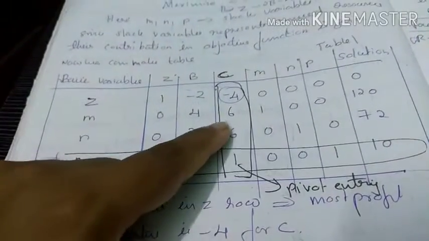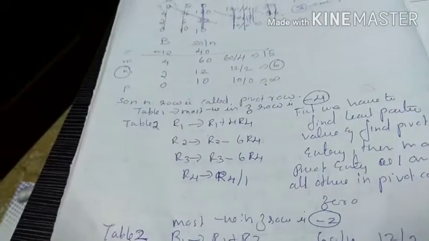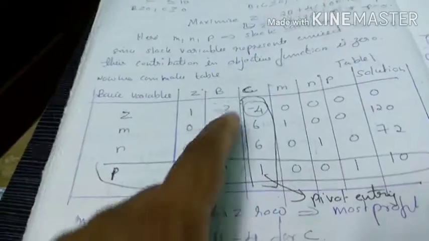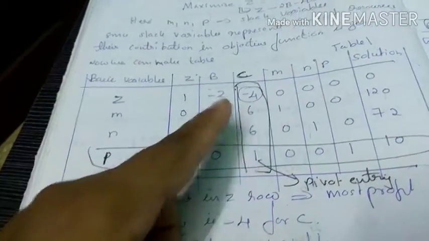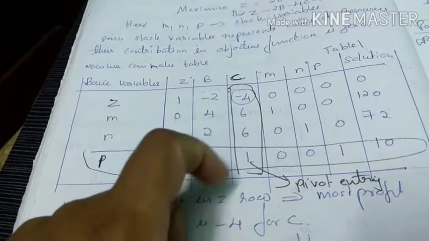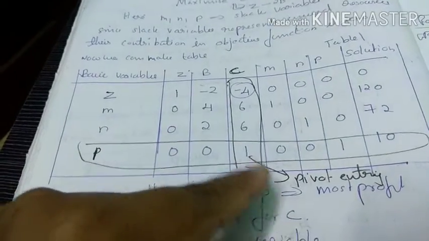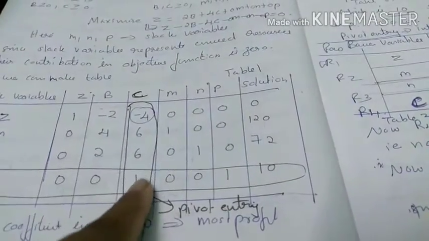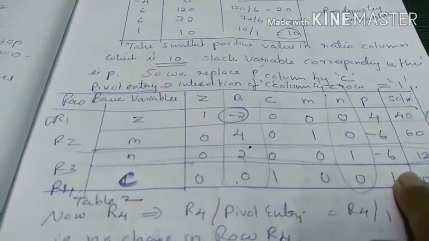Similarly, row 2 equals row 2 minus 6 row 4. That is 6 minus 6 into 1 gives 0. Similarly, row 3 equals row 3 minus 6 row 4: 6 minus 6 into 1 equals 0. And row 4 is row 4 divided by 1, which means 1 itself. So all the values in this column change like this: 0, 0, 0, 1. Similarly, we have to find all the other columns.